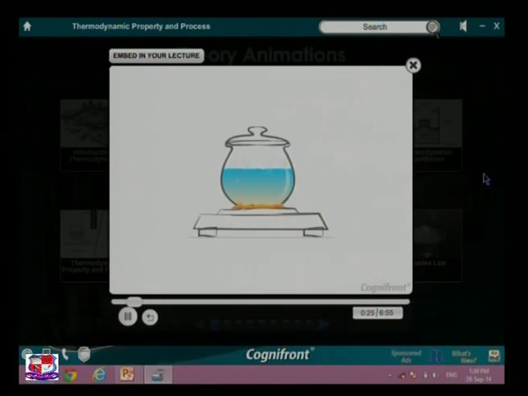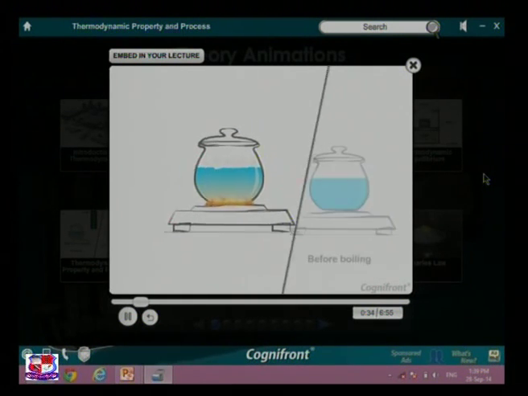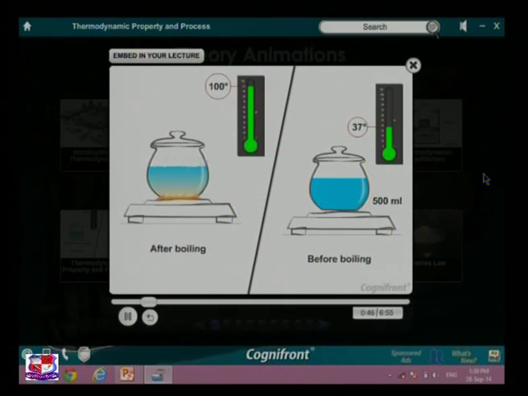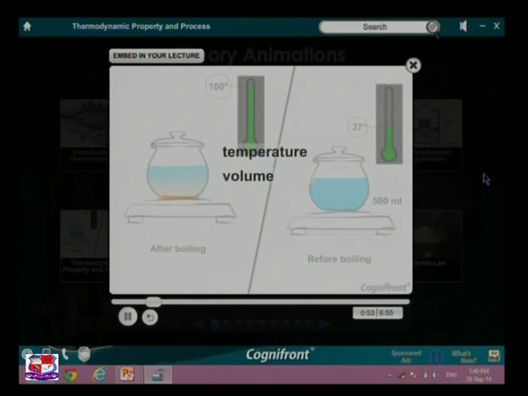Friends, observe the water boiling in a closed vessel. This is an example of a closed system. Before boiling, the water was at room temperature and its volume was 500 ml. Now its temperature is about 100 degrees Celsius. As you can see, the temperature and the volume describe the physical condition of this system.